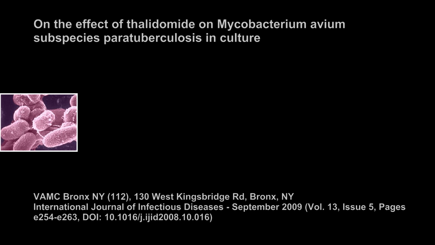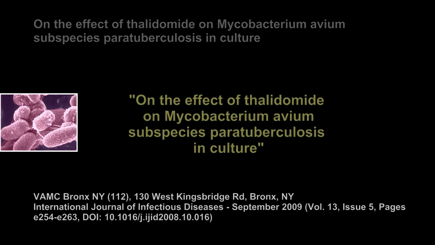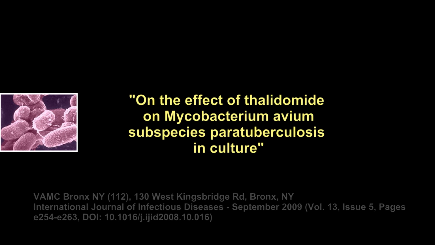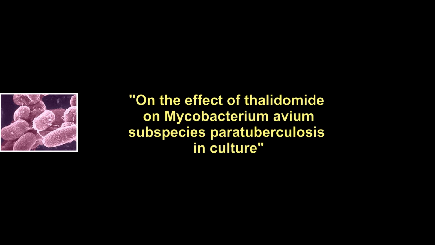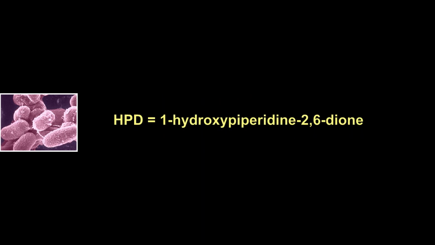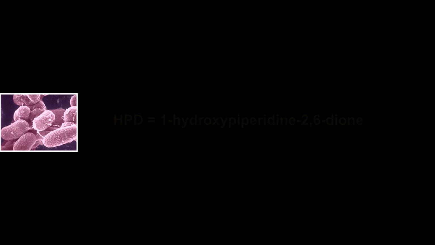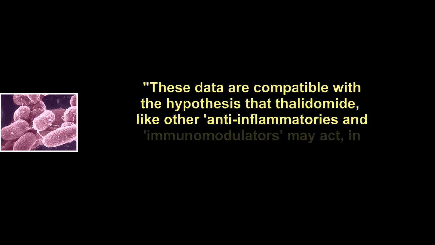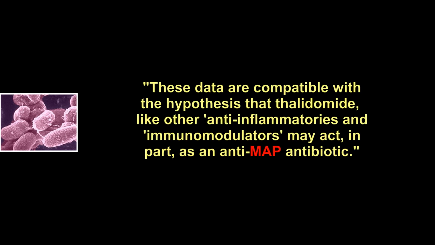The authors of On the Effect of Thalidomide on Mycobacterium avium subspecies paratuberculosis in Culture state, HPD is a component of thalidomide and has been shown to inhibit MAP growth. These data are compatible with the hypothesis that thalidomide, like other anti-inflammatories and immunomodulators, may act in part as an anti-MAP antibiotic.